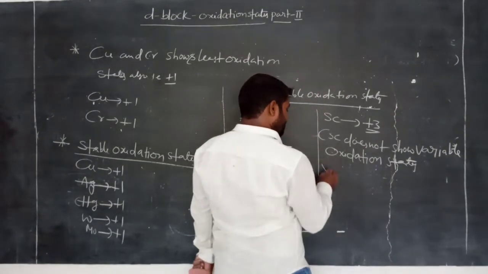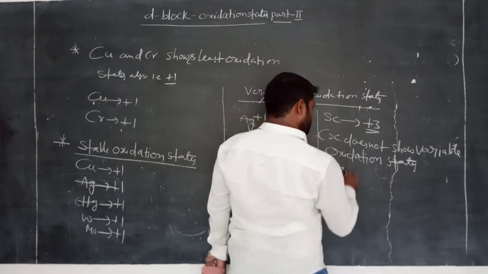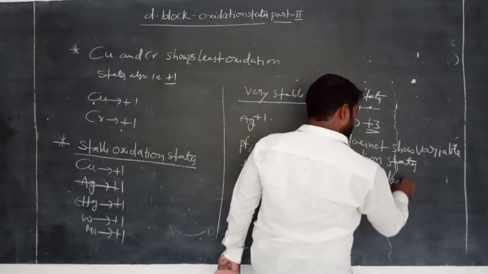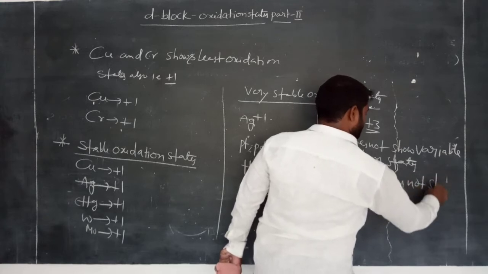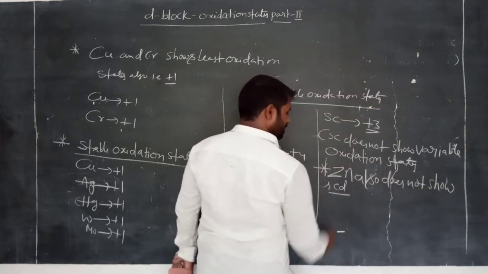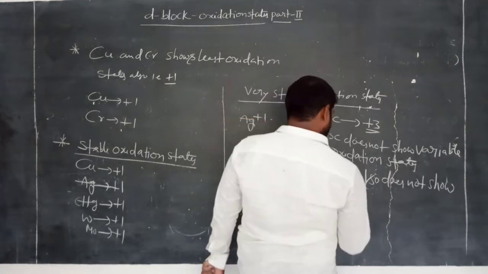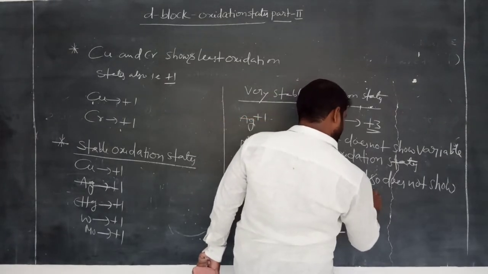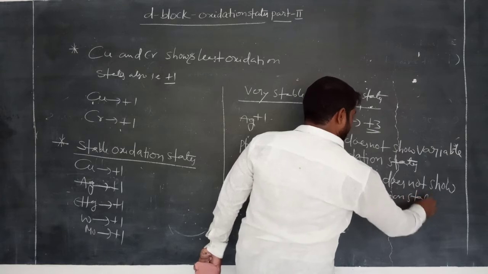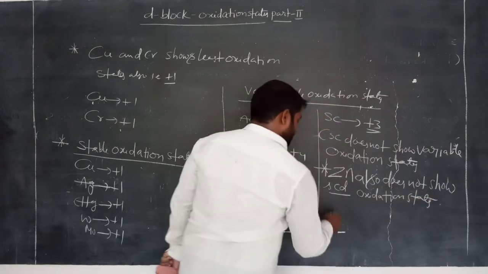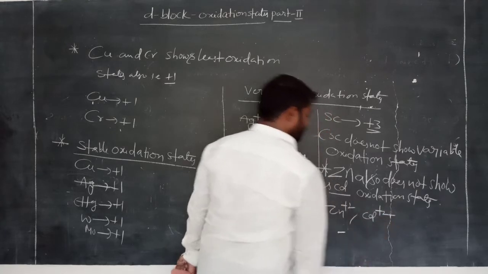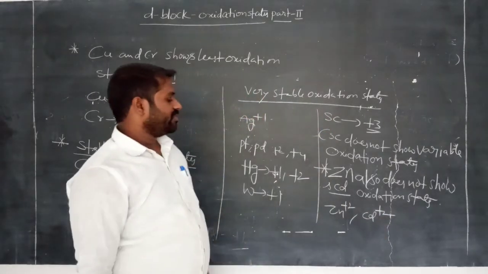Remember this, and the same pattern applies to zinc also. Zinc and also cadmium do not show variable oxidation states like scandium. Zinc always shows +2 and cadmium is also +2 only. They do not show variable oxidation states.